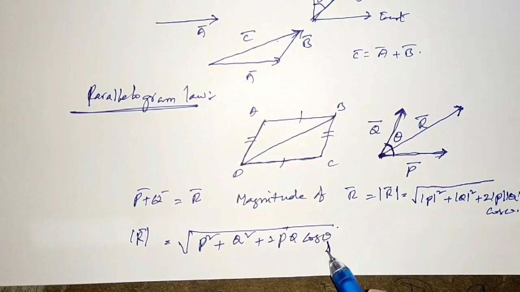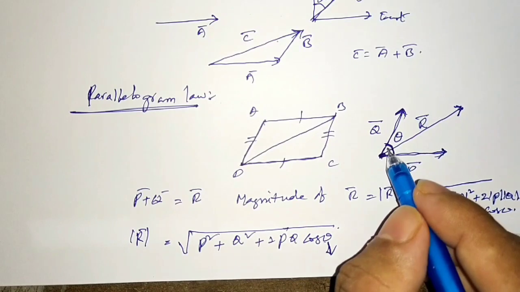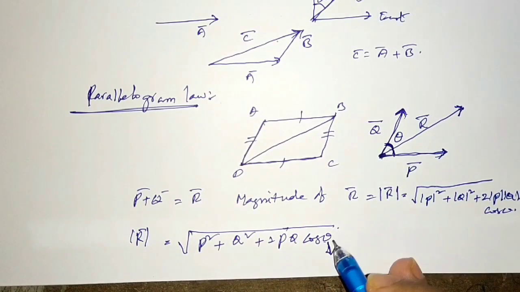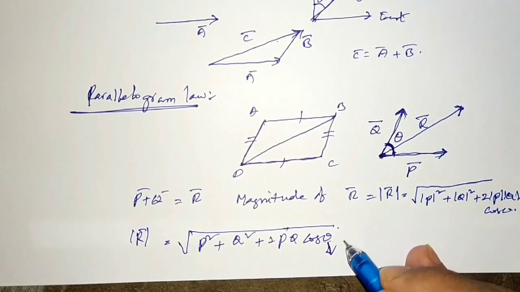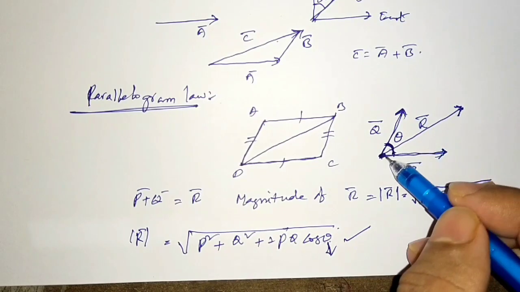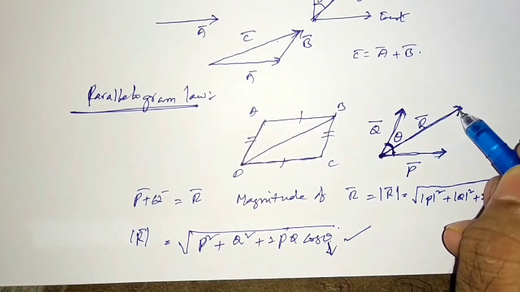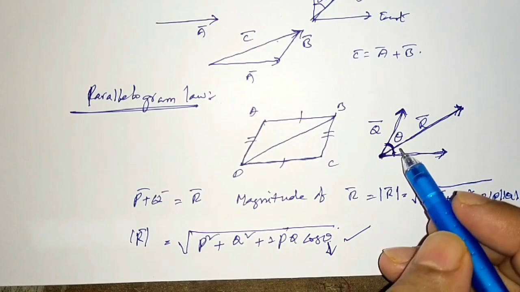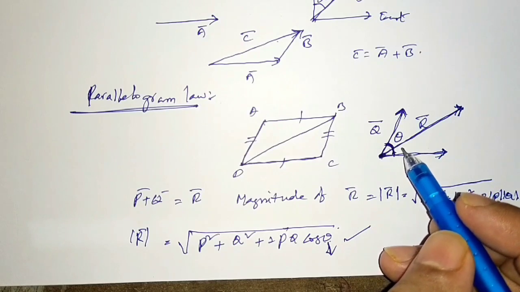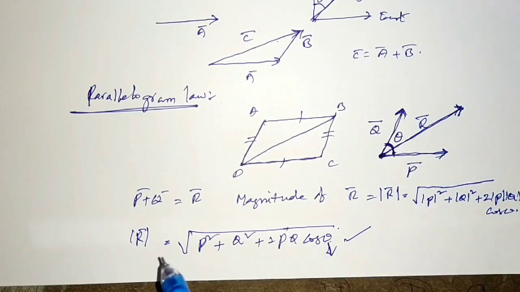What is this theta here? Theta is the angle between the vectors. You remember this one. By using this formula one can calculate the magnitude of the resultant vector, meaning the length of the resultant vector can be calculated by using this formula. Understood? Right, this is the magnitude of the vector r.